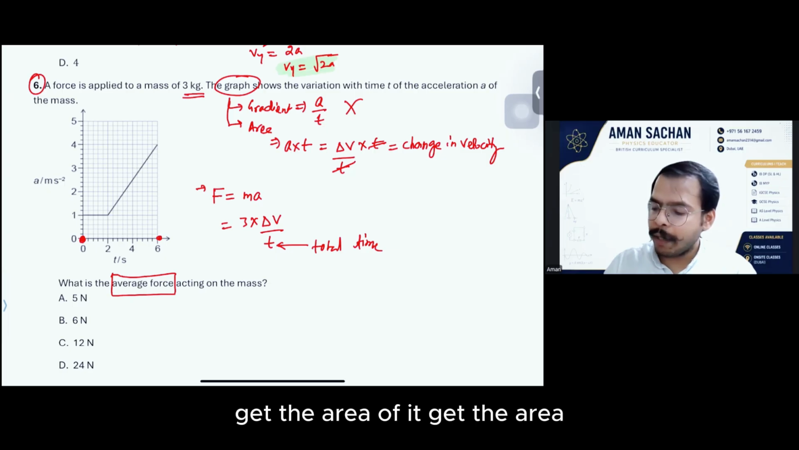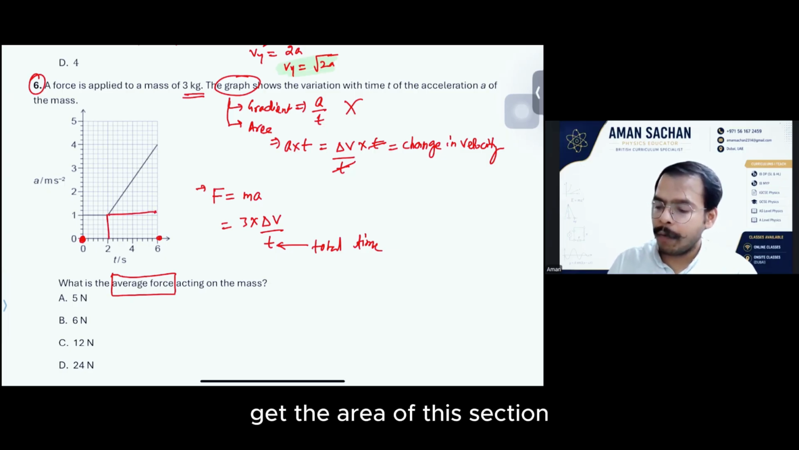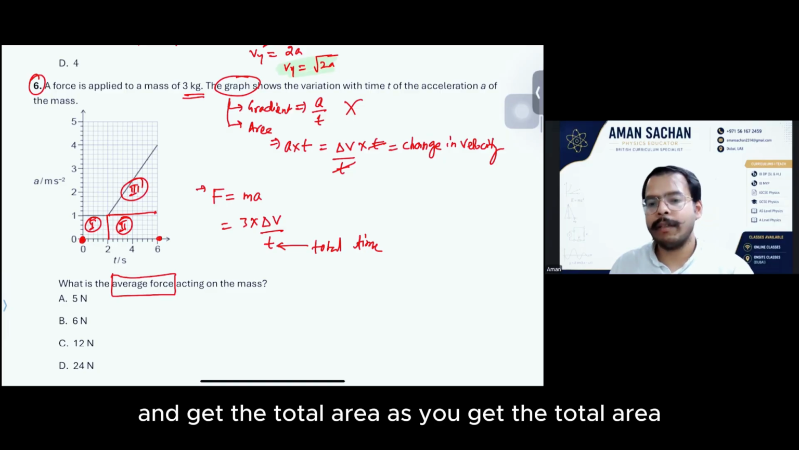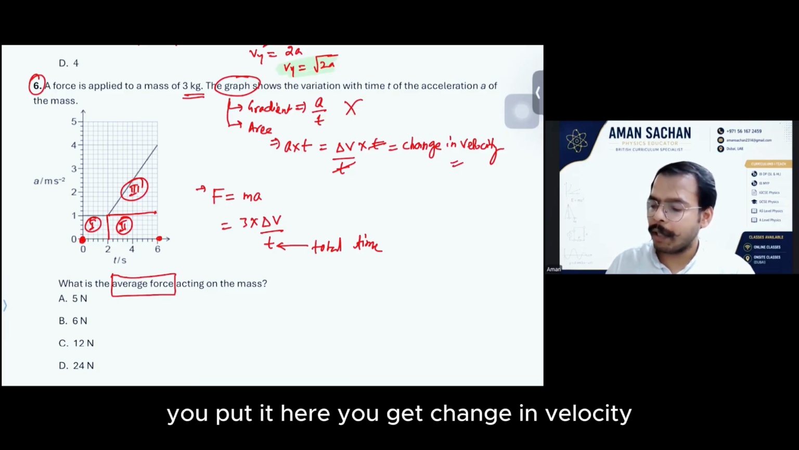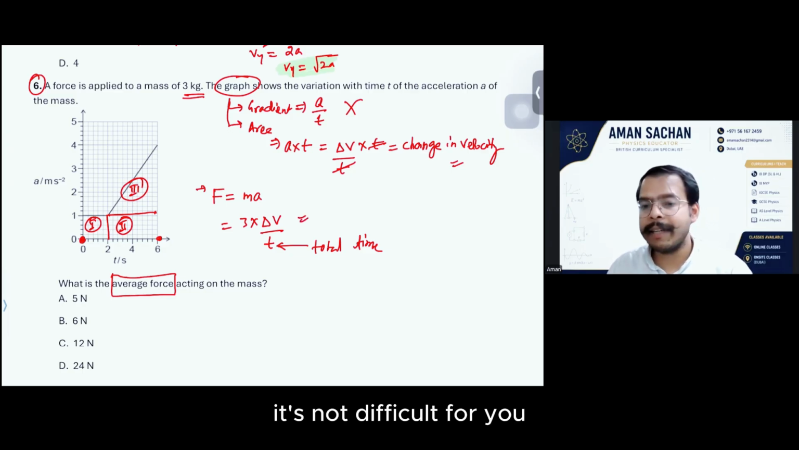Get the area of it. Get the area of this section, this section, this section, and get the total area. As you get the total area, you put it here, you get change in velocity. You put it in this formula, you get your answer. It's not difficult. For you, I am doing it.